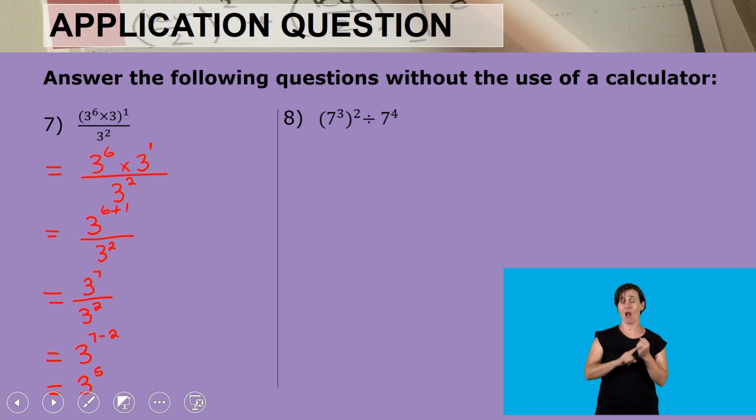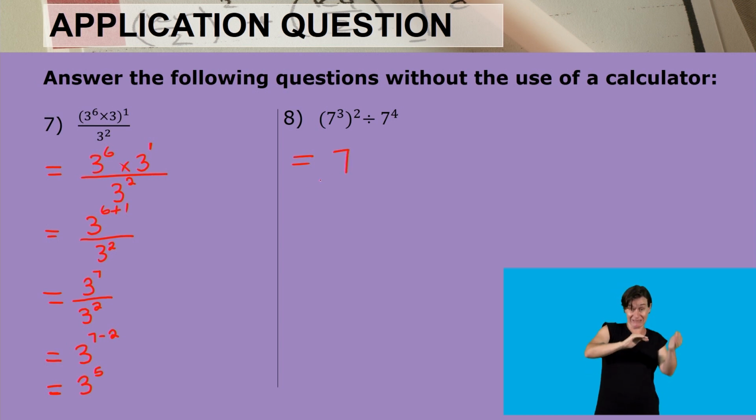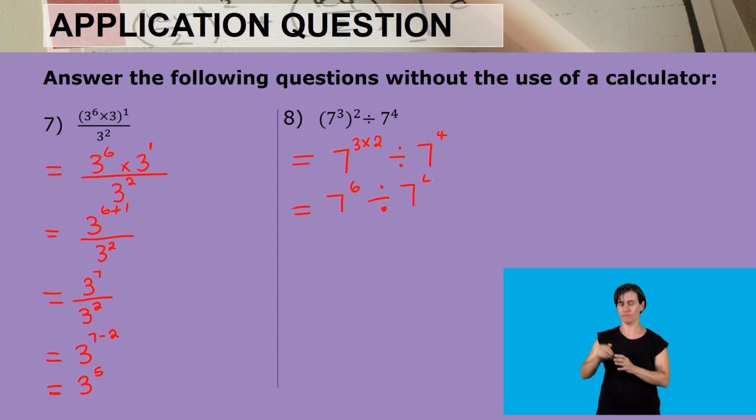And our last expression there, we are going to simplify it. And how are we going to simplify it? We are going to first work out that power that has been raised to an exponent. So that is going to be our 7. And we know we are going to multiply these two exponents. So what does that give us? That is 7. And 3 multiplied by 2 is 6. This is divided by 7 exponent 4. And because we are dividing powers that have the same base, we are going to subtract the exponents. And our final answer is going to be 7 squared.